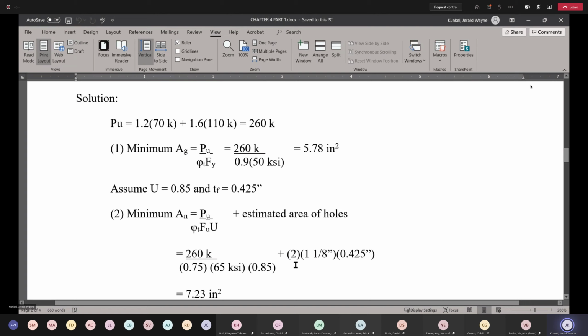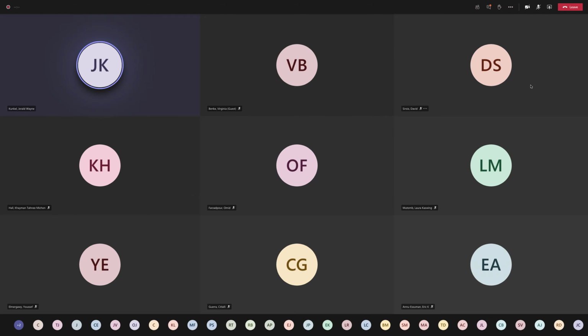And the reason, remember, the reason we're doing that is we're trying to find the net area of this wide flange section. And wait, I'm writing over here, but y'all can't see what I'm writing. So it would be a good idea if I, just a second.